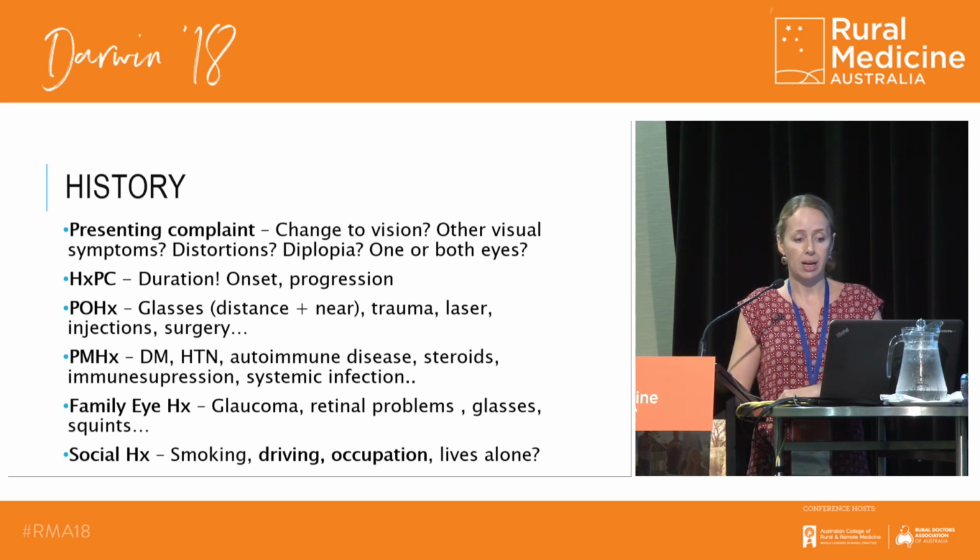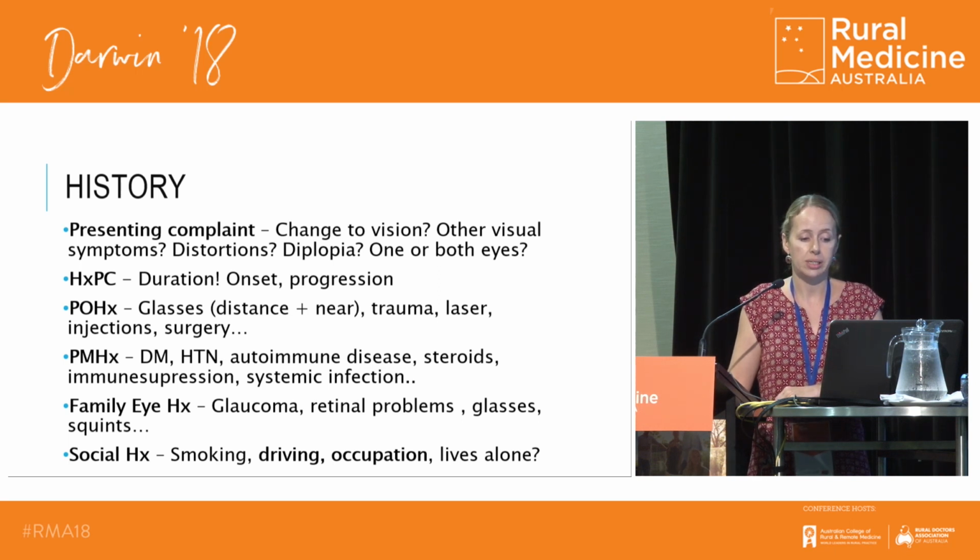Ocular history: do they wear glasses? Do they wear glasses for distance or near? Have they ever had trauma, laser, injections or surgery? This becomes quite important, in particular in diabetic patients who come in with visual loss. If you have a diabetic patient who has never had an eye check and never had any treatment, and they come in with acute vision loss, then it's more likely to be something like a big vitreous hemorrhage. But if they've had a history of extensive laser treatment to both eyes, then that becomes less likely.